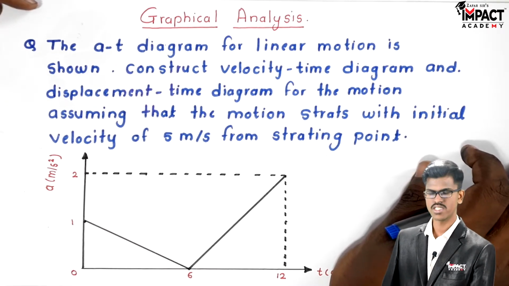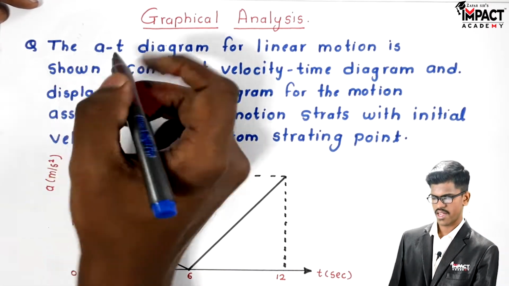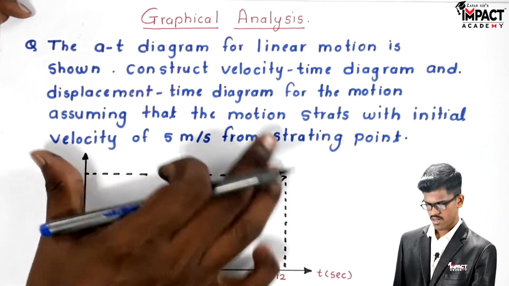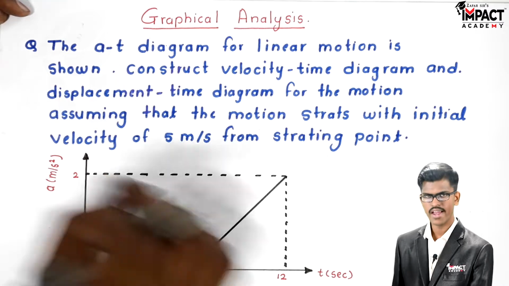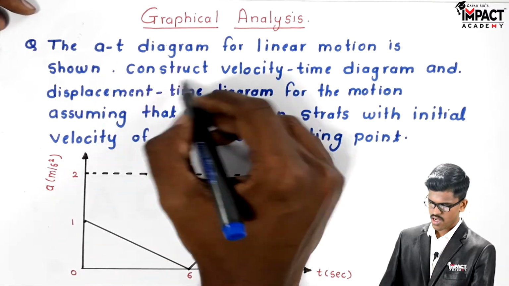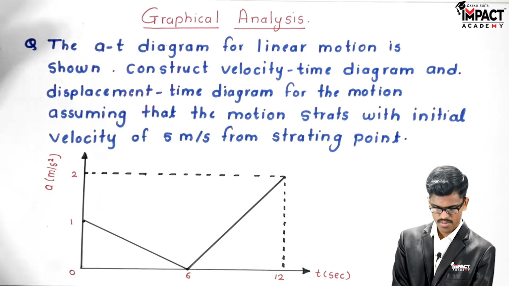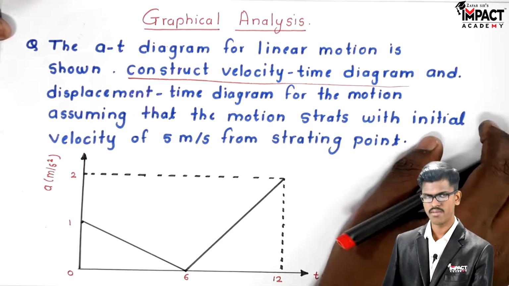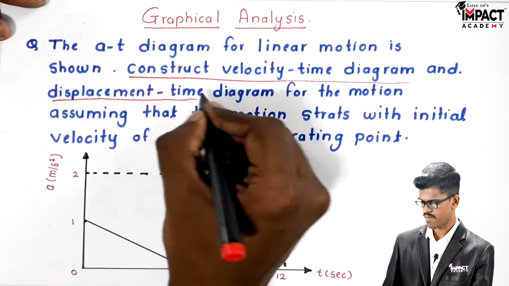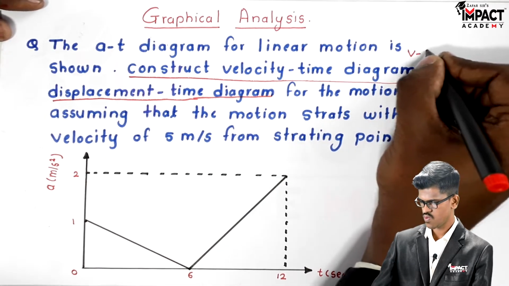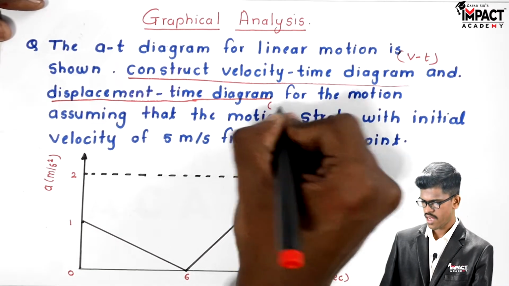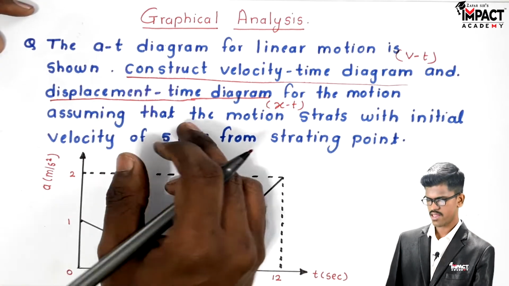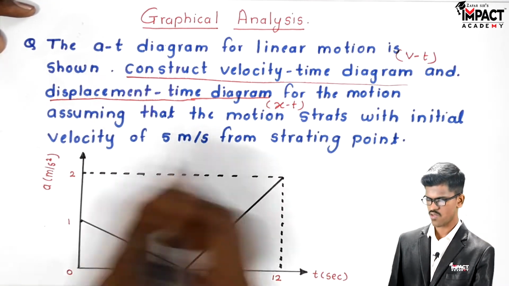So here is a question. The AT diagram for the linear motion is shown. In the question they give the AT curve. Construct the velocity time diagram and displacement time diagram. They ask to construct the velocity time diagram, that means the VT curve, and the XT curve.